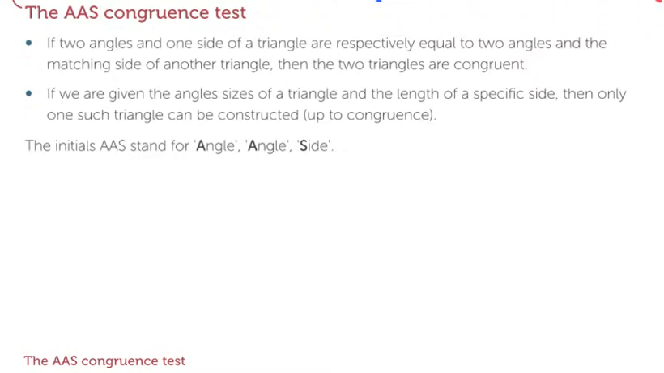So saying that again, the angle side congruence test states if two angles and one side of a triangle are respectively equal to two angles and a matching side of another triangle, then the two triangles must be congruent.